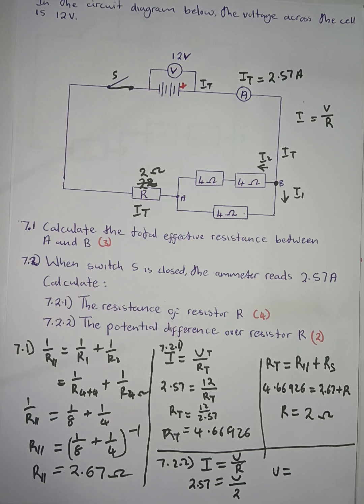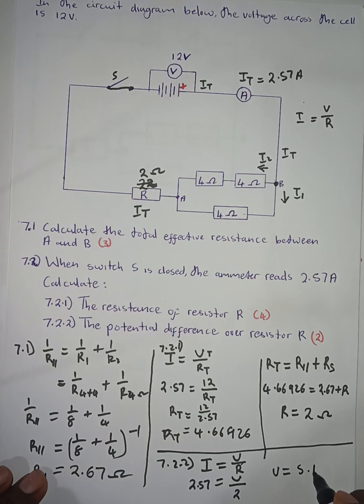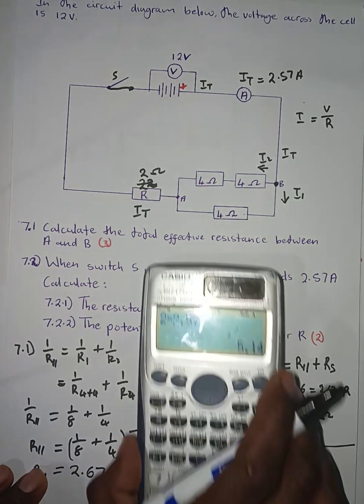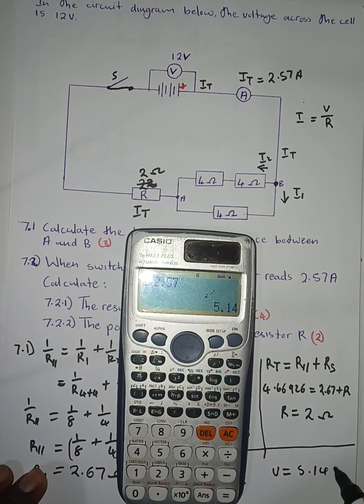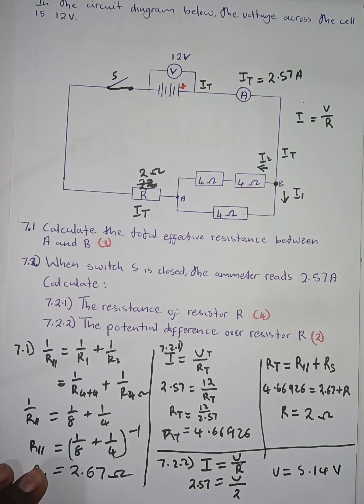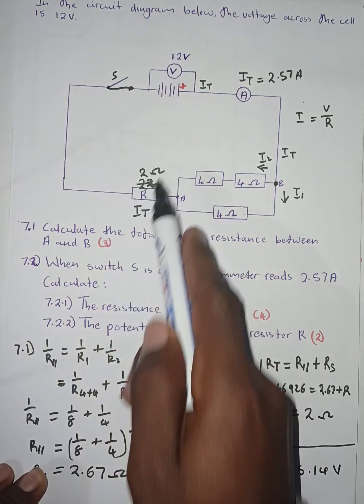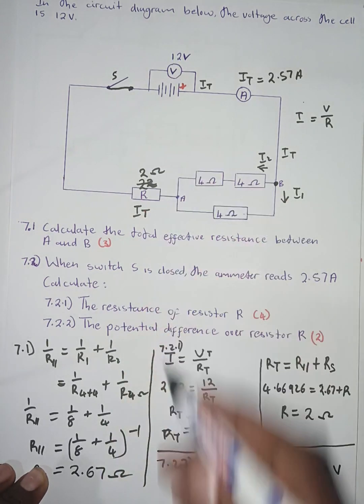So you're going to say 2 multiplied by 2.57, and you're going to get a value of 5.14. That's the value that I get there. So this would be 5.14 volts. That would be the potential difference across that 2 ohm resistor.